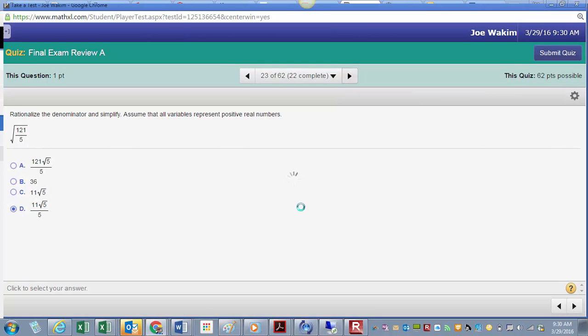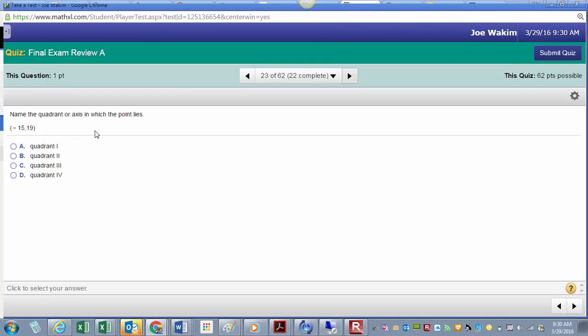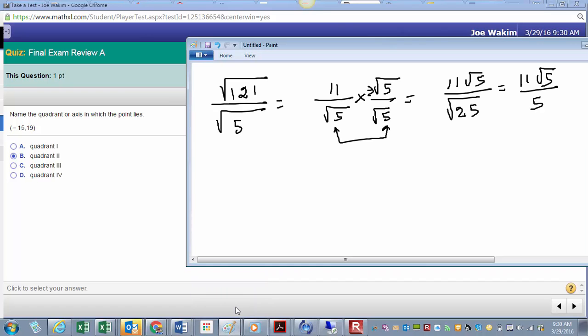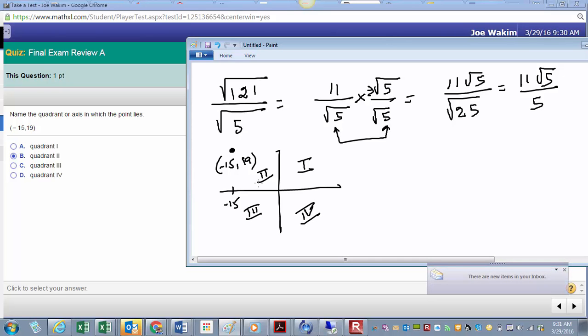Okay, name the quadrant or axis in which the point lies. X is negative, Y positive. Quadrant 2. Let me show you. Again, X is negative. Let me show you if I plot this point, negative 15, positive 19. So negative 15, 19 is in the second quadrant. This is quadrant 1, quadrant 2, quadrant 3, and quadrant 4. And this is in quadrant 2. Okay? All right, so let's move on.